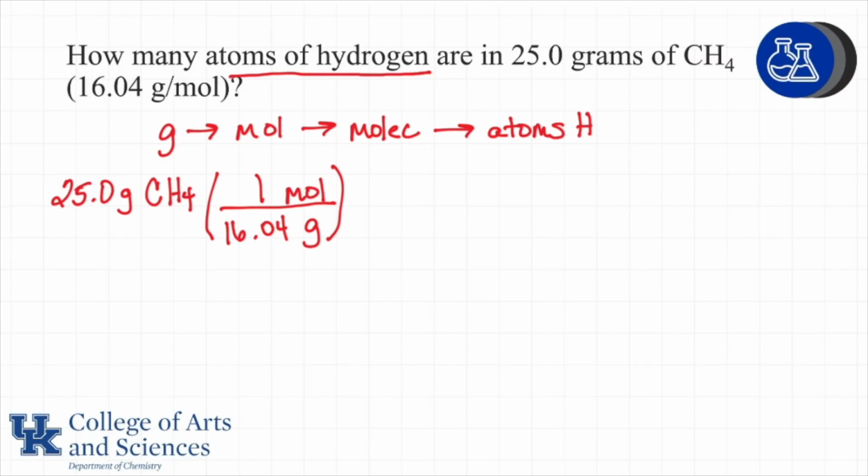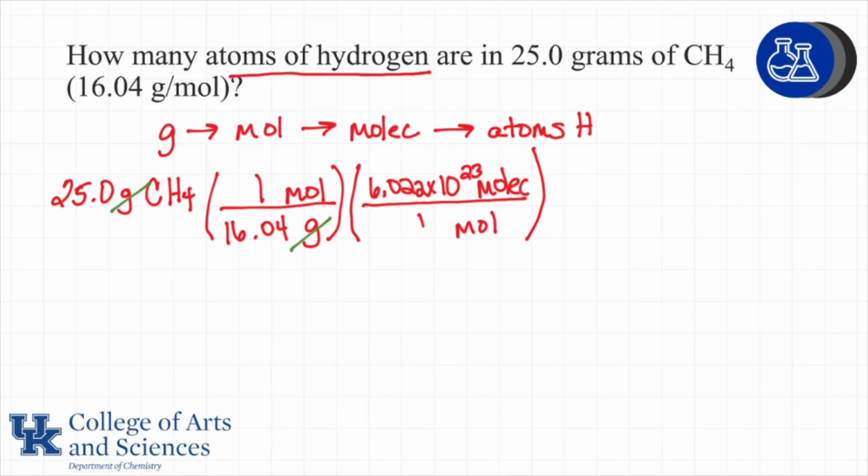I need moles on the bottom of the next step so that the units will cancel out. The only relationship I know here with moles is Avogadro's number. So 1 mole is equal to 6.022 times 10 to the 23rd molecules. Moles will cancel out. Now I can put molecules on the bottom, and I'm putting atoms of hydrogen on top. For 1 molecule, I will have 4 atoms of hydrogen. This problem is specifying atoms of hydrogen, so we're not counting the total number of atoms, we're only counting the atoms of hydrogen. 1 molecule has 4 atoms of hydrogen.